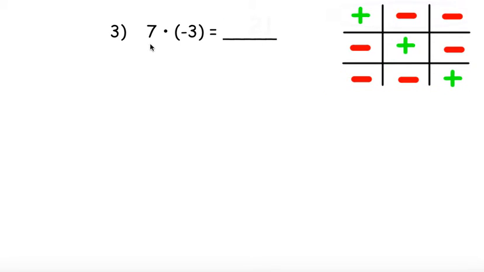Okay, third example, 7 times negative 3. Well, we know 7 times 3 is 21. And if I look at my tic-tac-toe chart, a positive times a negative is a negative. So the answer is negative 21.